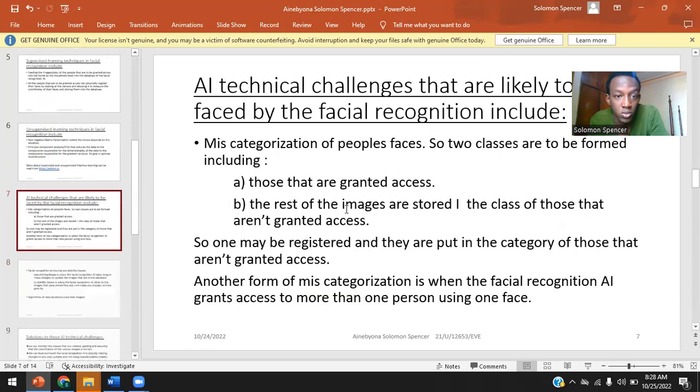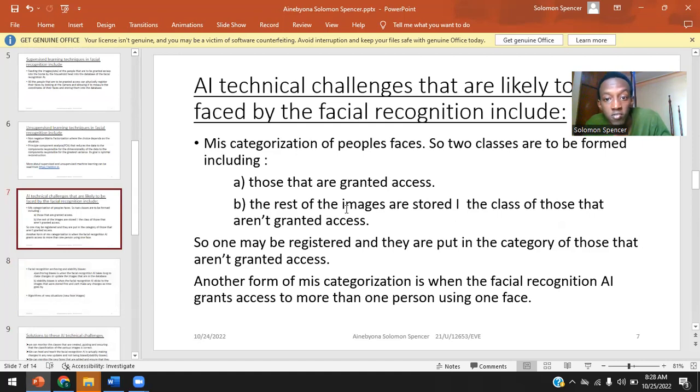So when it comes to AI technical challenges, we have the miscategorization of people. You find that there are two classes. Let's say I am registered, and when I go to the AI, it grants me access. Then my brother also comes, and just because we look a little alike, he's also allowed, given access into the home. That is really not so good, because you find that a lot of people can access your home. So that is one of the technical challenges that facial recognition faces.